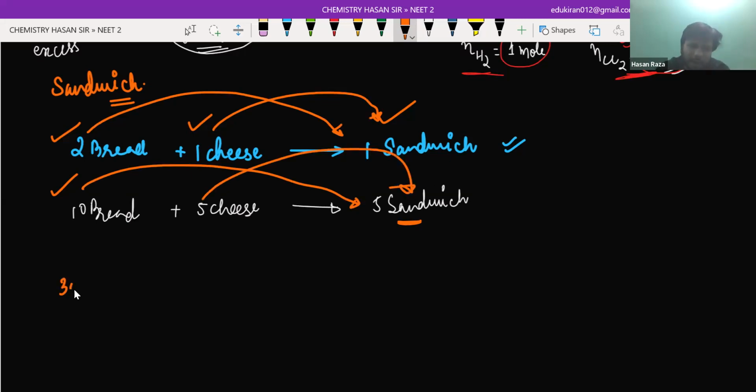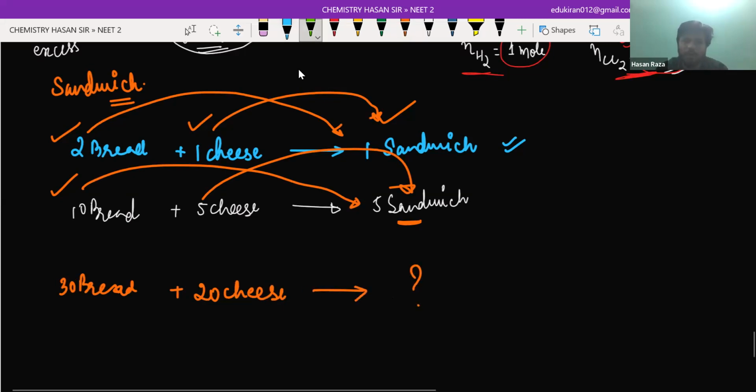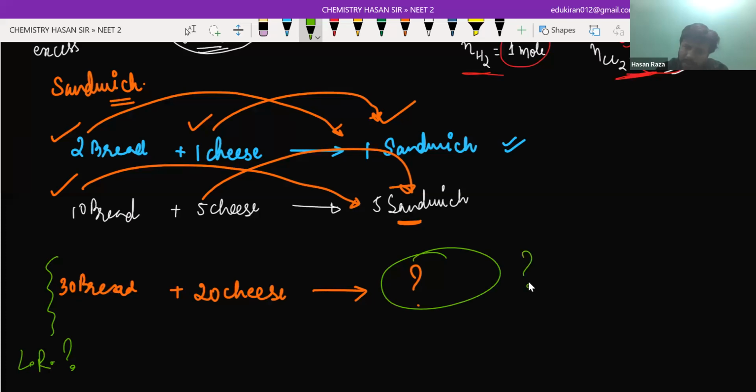Now, if I take 30 bread and 20 cheese, can any one of you tell me which of these is the limiting reagent, and what will be the number of sandwiches that you will get? What do you think? Will you be able to answer? You just need to do the unitary method. I'm going to give you a very easy trick to find the LR.